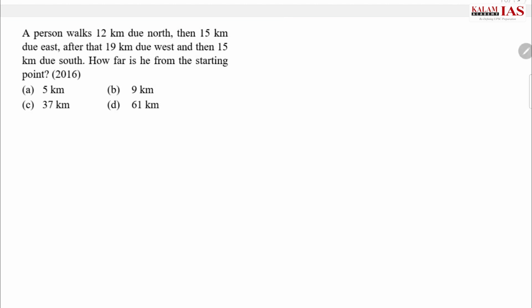In this question, it is given a person walks 12 km due north and then 15 km due east. After that, 19 km due west and then 15 km due south. How far is he from the starting point?